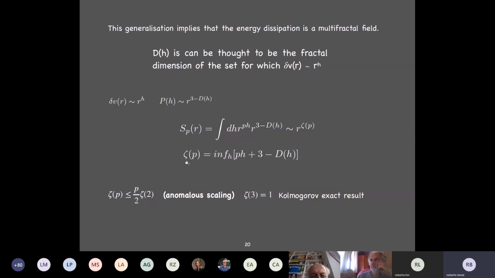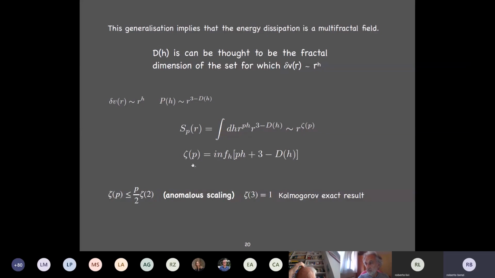However, let me also point out that in this way we made a theoretical statement about the statistical property of the velocity difference without really defining any theoretical model or any theoretical approach to compute d of h. The only thing that we introduce is that there is something similar to the entropy, if you wish, in a system, which dictates the fluctuations of the velocity field at very small values of r and for very large values of the velocity difference.